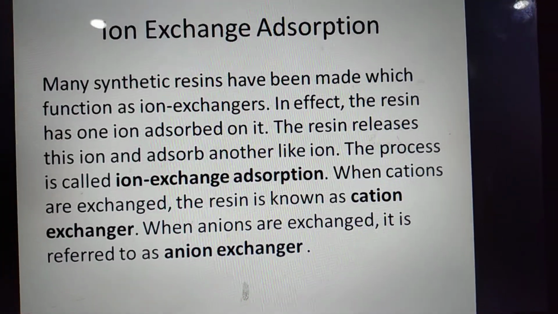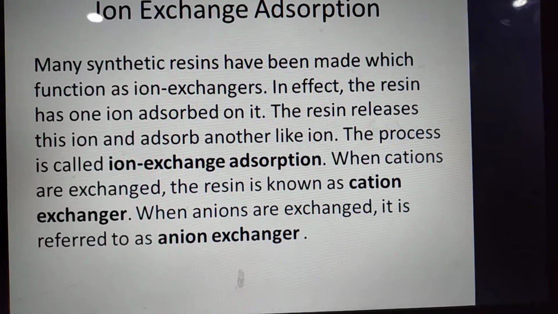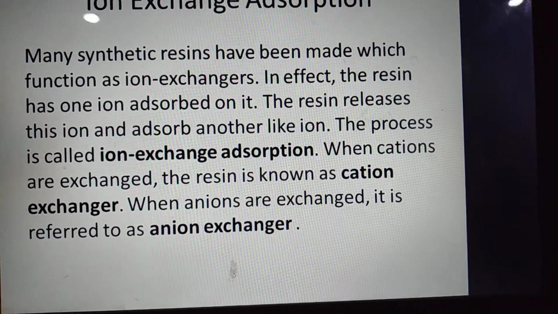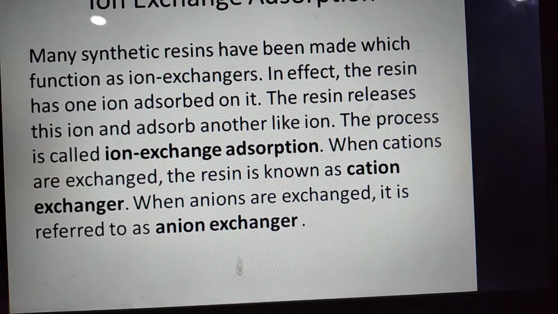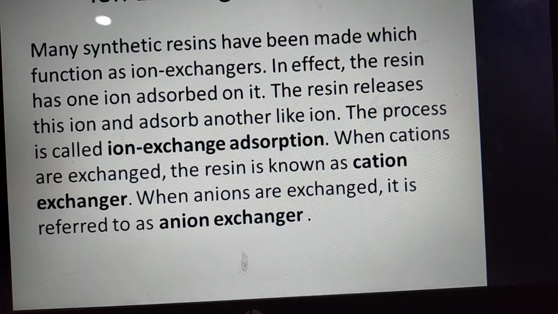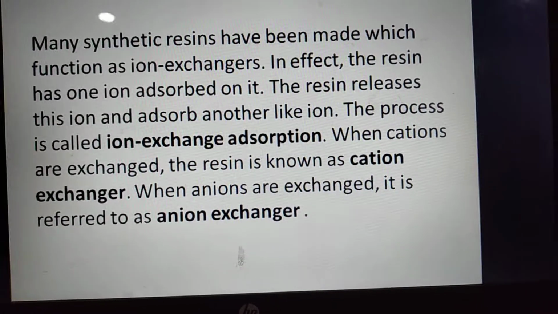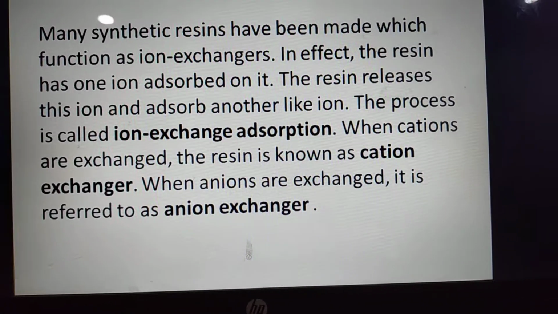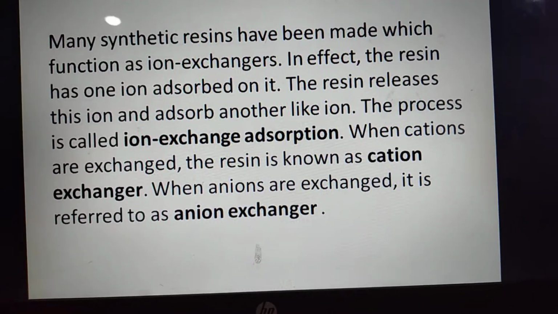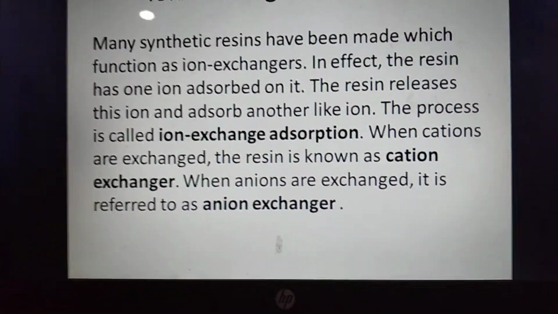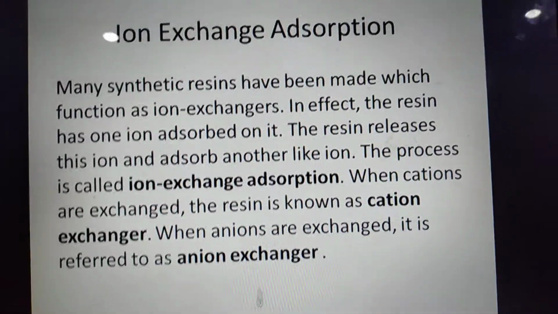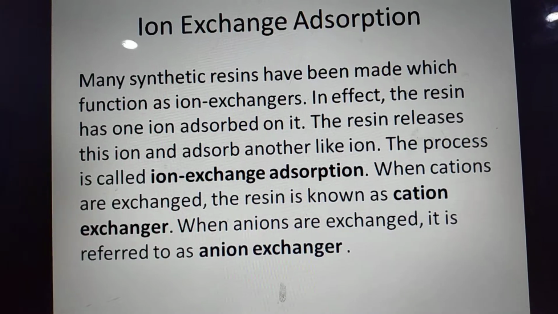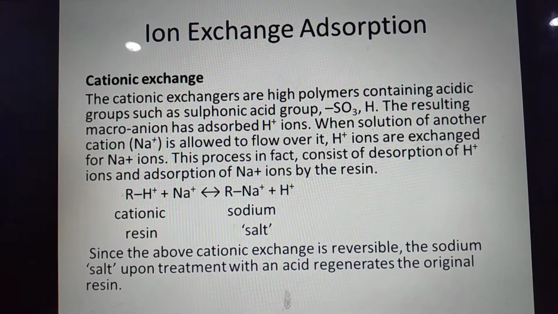So in effect, the resin has one ion adsorbed on it, and the resin releases this ion and absorbs another like ion, that is a common ion. So this process is called ion exchange adsorption. When cations are exchanged, the resin is known as a cation exchanger. When anions are exchanged, it is called an anion exchanger. There are different types of cation and anion exchangers. Cations contain positive charge, while anions contain negative charge.